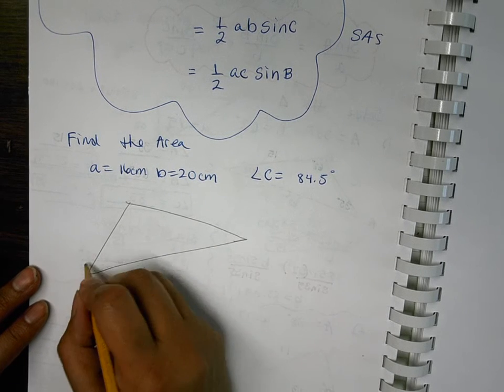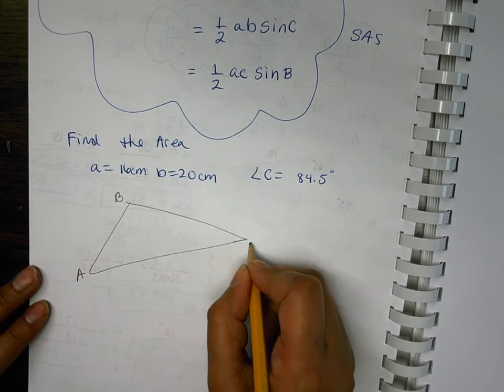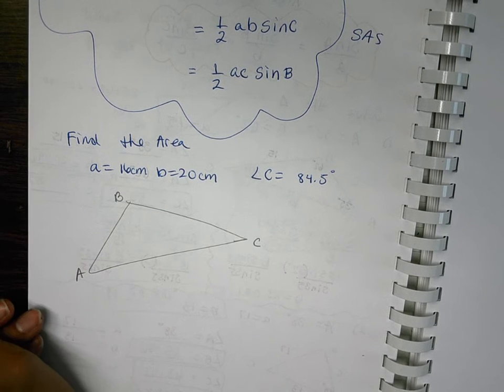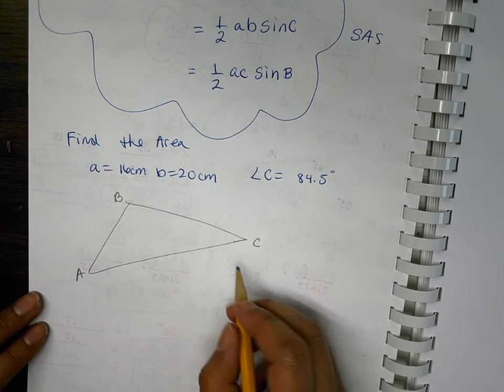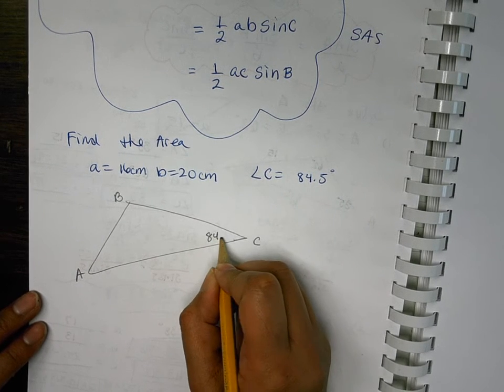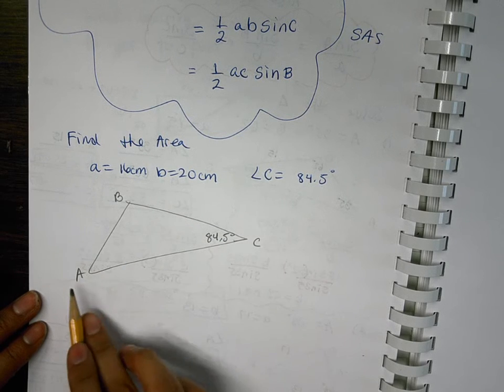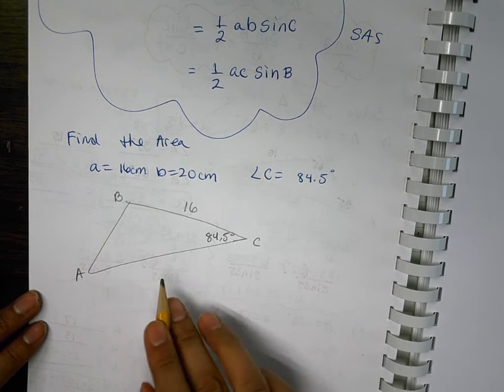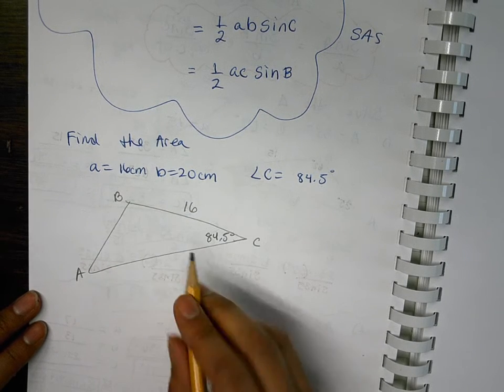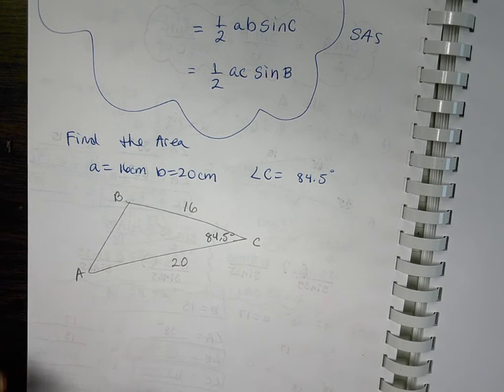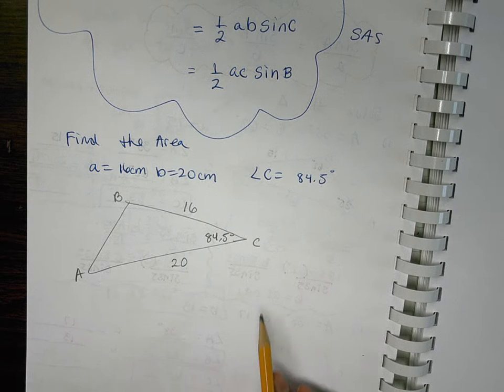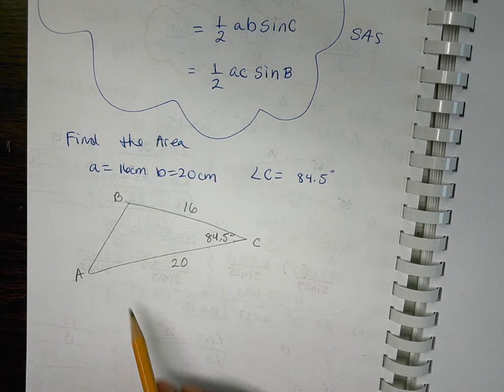It does not matter where you put your A, B, C. There's no right angle in this one. I'm going to label angle C as 84.5. Little a is 16. It's opposite angle A. Little b is 20. It's opposite angle B. Do you see what I'm talking about with side angle side? Yeah? Side angle side.